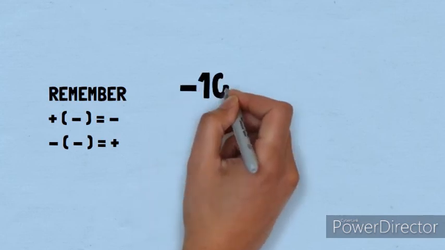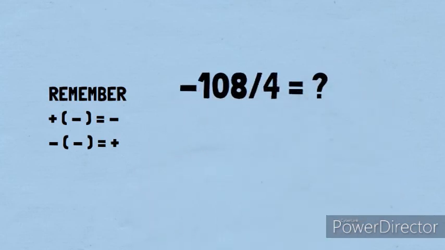Example 4. Division. Negative 108 divided by 4. In front of the 4, there's no symbol, so it's automatically positive. So positive and negative, that gives us a negative answer. 108 divided by 4 is 27. So our answer is negative 27.